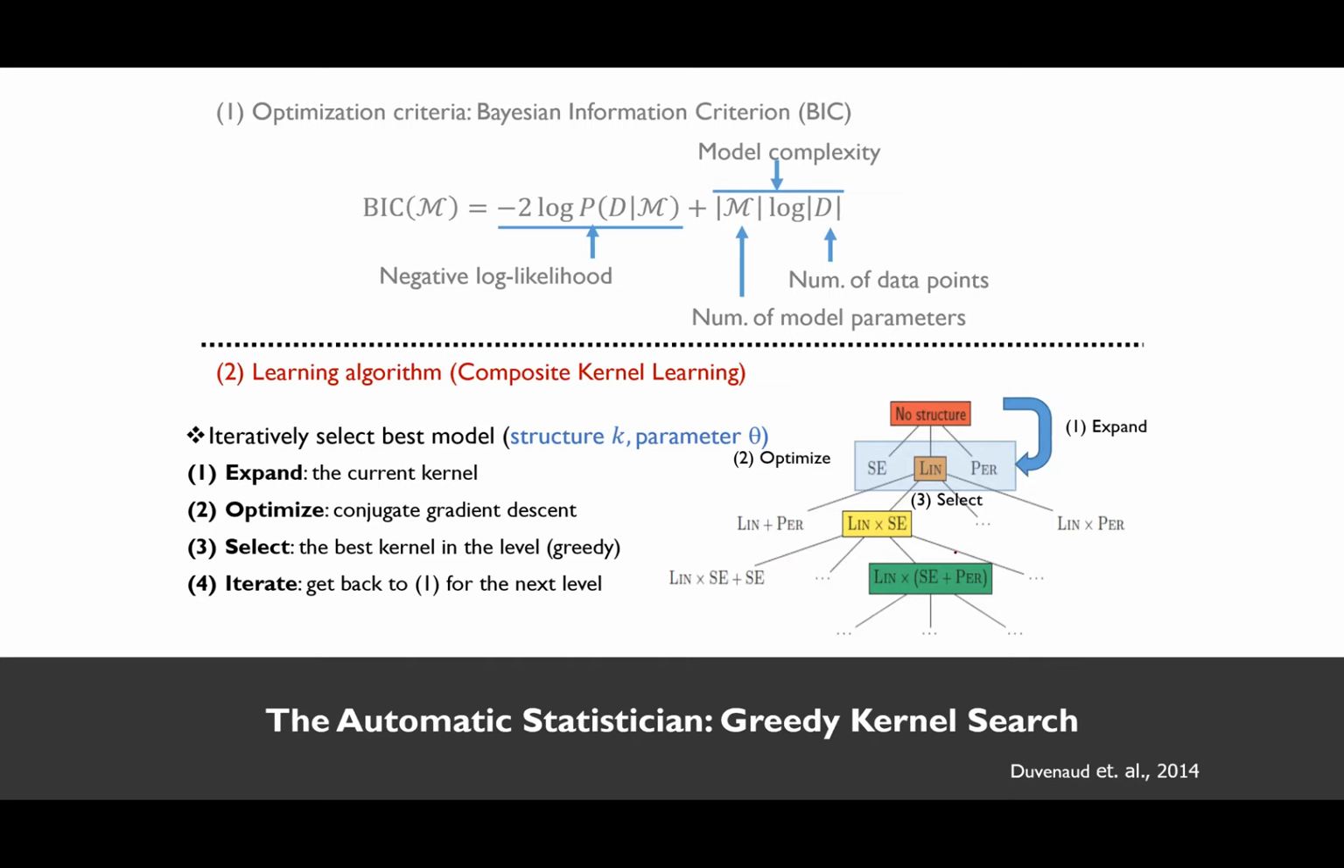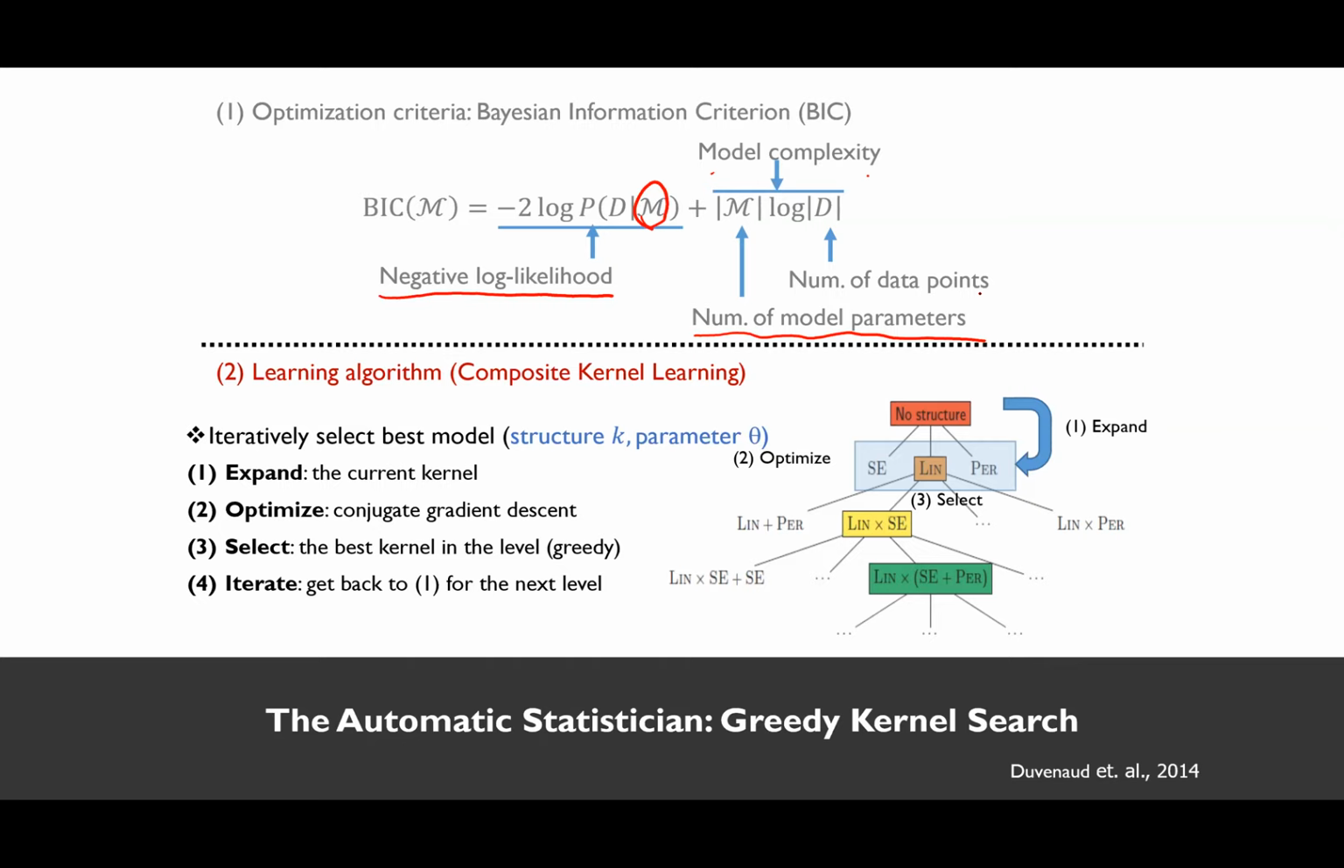This process is done by grid kernel search in the automatic statistician, with the Bayesian information criterion. So whenever we have a model, we compute the negative log likelihood that we wish to minimize, and we wish to minimize the model complexity by limiting the number of model parameters. Whenever we sum or multiply multiple kernels, we get a bigger, more complex model, and this complex model fits the data better, right? And we'll have a higher likelihood. But with the BIC measure, even if we add an additional kernel and this increases complexity, if it does not come with an improved log likelihood, we stop the procedure.